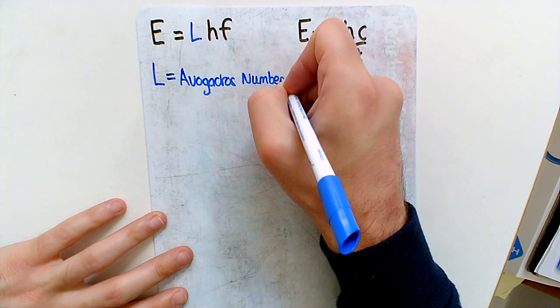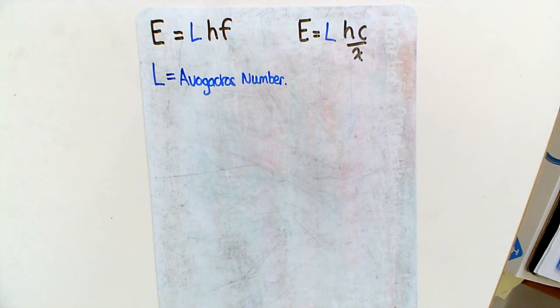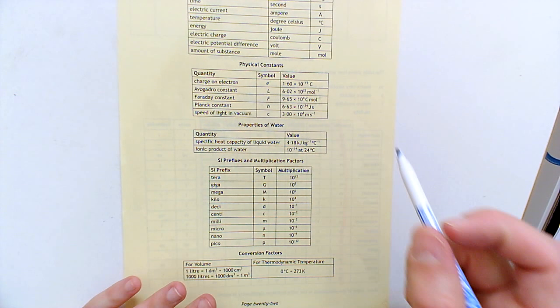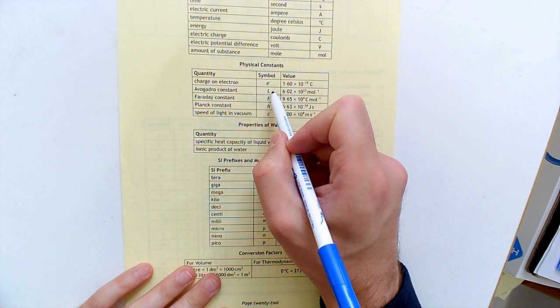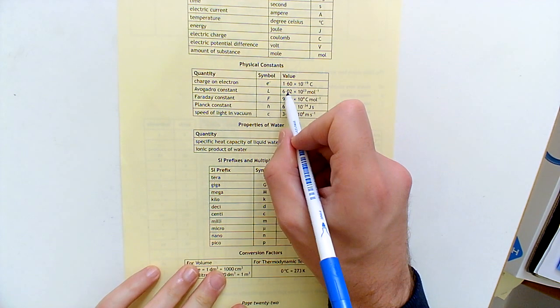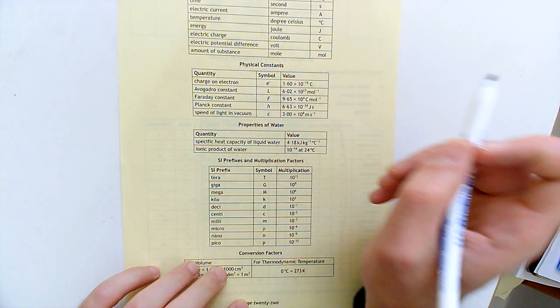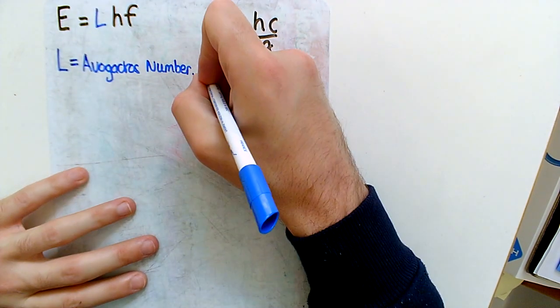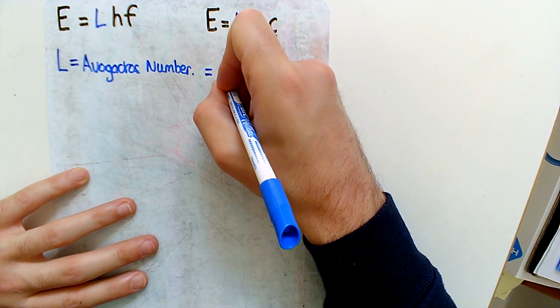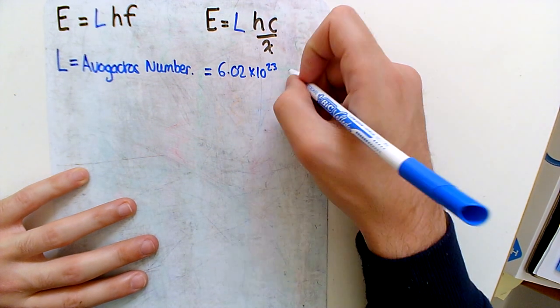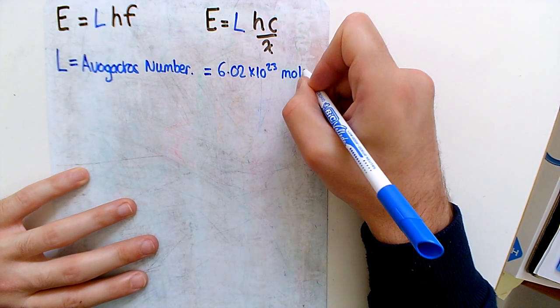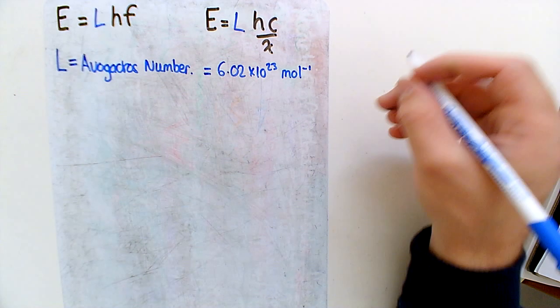It's a very big number this time. We've looked at quite small numbers before. And Avogadro's number, again, is in your data booklet on the back page. So where we had speed of light and Planck's constant, two up from that is Avogadro's constant. And it is equal to 6.02 times 10 to the 23 per mole. So the units: 6.02 times 10 to the 23 mole to the minus 1.